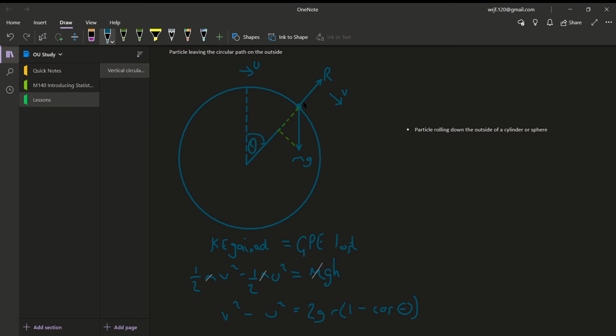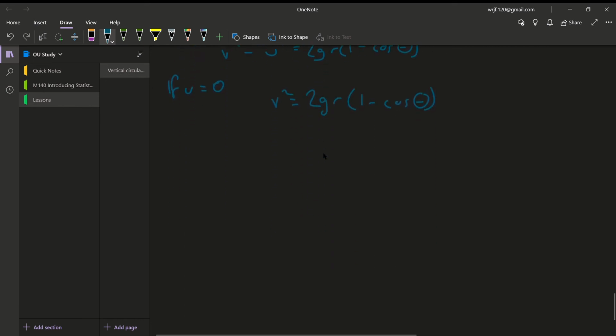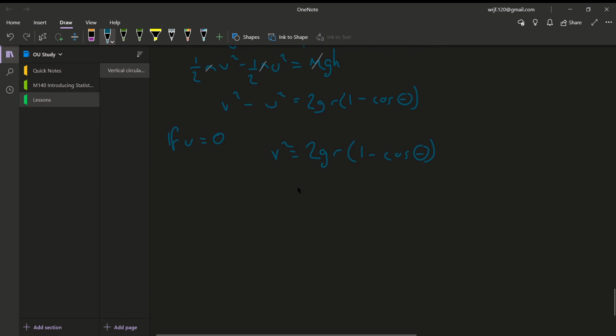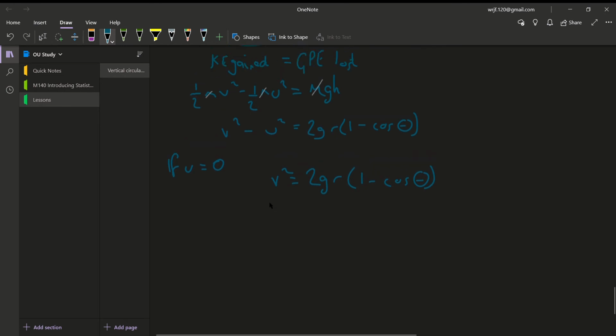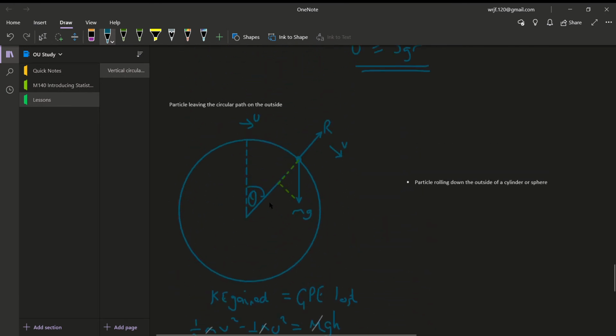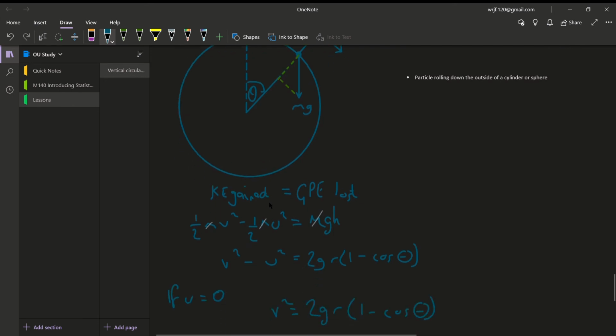And the same is true here. Just because the reaction is pointing outwards away from it, essentially what's going to happen here is the particle is going to lose contact with the surface that it's rolling on, and when it loses contact, that R becomes 0. And so we can look at the case. Let's have a look at a general case including the R to begin with.